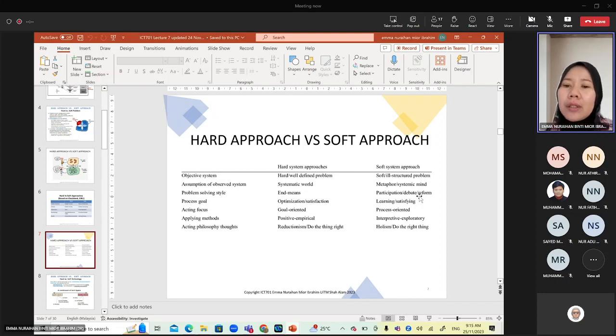Debate, reform, ni memanglah kita nampak yang konflik sekarang ni ya, soft system approach ni tidak berjaya, okay. Process goal, optimization, satisfaction, itu saya kata performance testing semua tu. Okay, process goal untuk source system ni lebih kepada learning, satisfy sebab tu ada UX ya. Because they want to see the customers' feedback, reviews, recommendations.